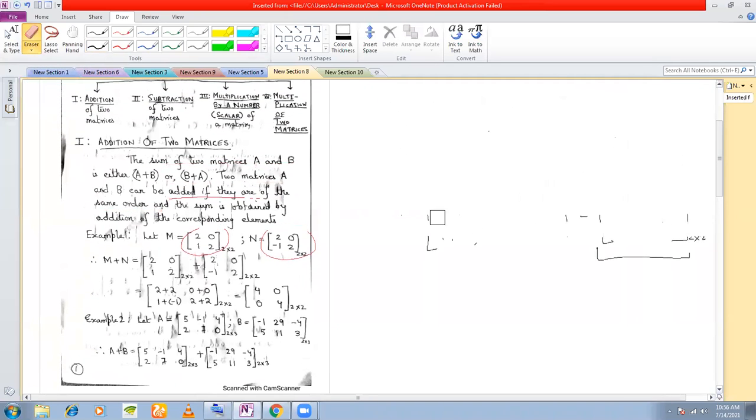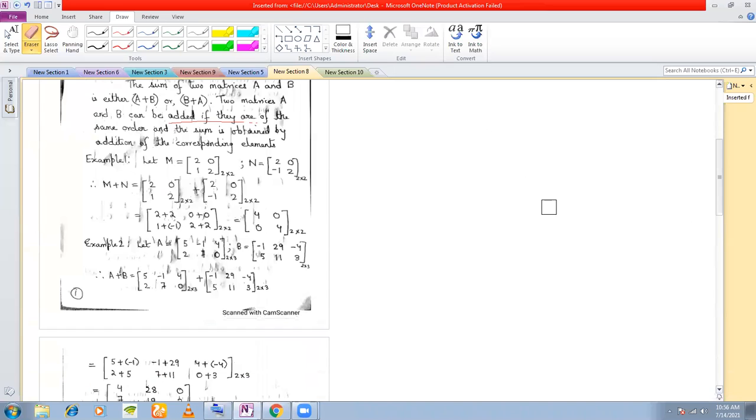We have taken square matrices here. Let us take two rectangular matrices and see. See here, I've taken the matrix A as this matrix, and I've taken the matrix B as this matrix. Let us try to add these two. A plus B is equal to 5, minus 1, 4, 2, 7, 0.